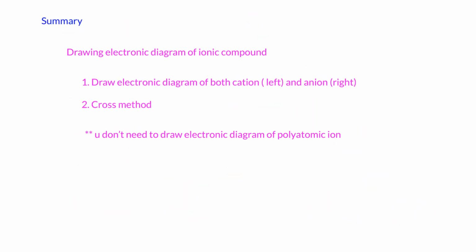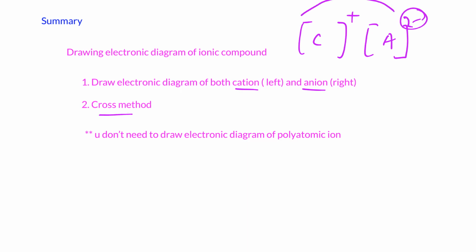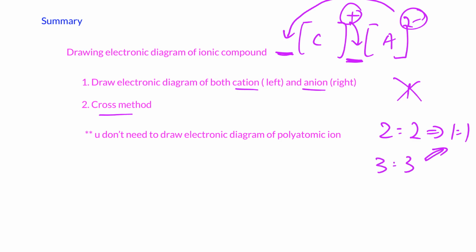To summarize the video, basically you draw the electron diagram of an ionic compound. You need to draw the electron diagram of the cation on the left, the anion on the right, all the time. And then afterward, you just use the cross method. So 2, you write in front of it, same size. 1, you write here, same size. 1 you don't need to show. If it is the same ratio, like 2 to 2 becomes 1 to 1, or 3 to 3, it also becomes 1 to 1.